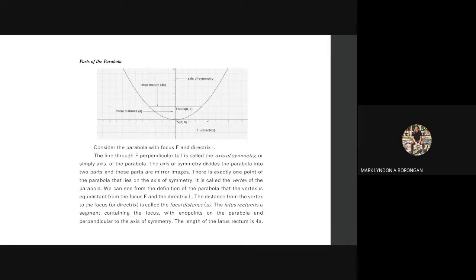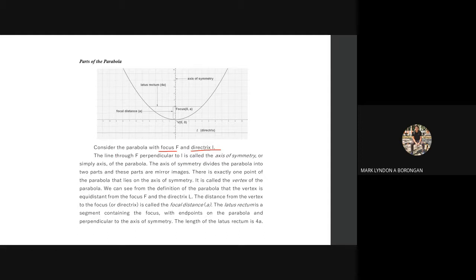So, here are the parts of the parabola. We consider the parabola with focus F and directrix L. The focus is a point, okay? Since it is a point, it has coordinates in the Cartesian plane. So this one right here, since it is a point, is the focus.